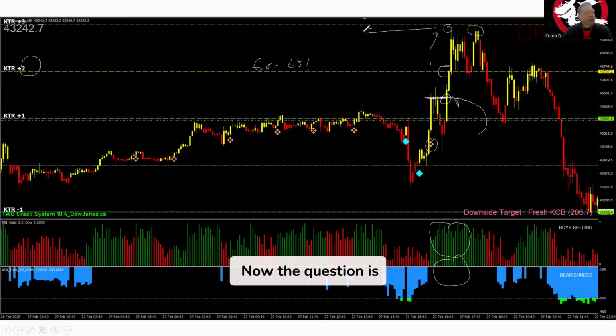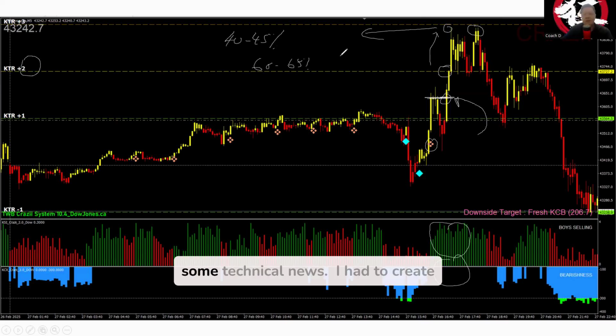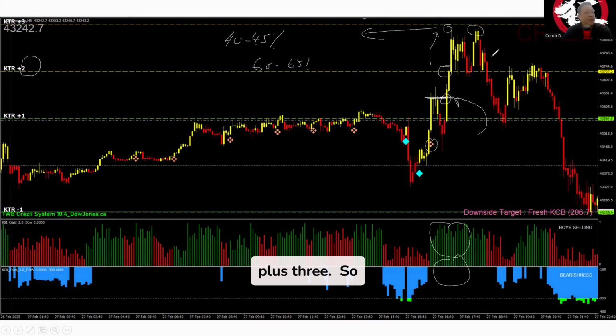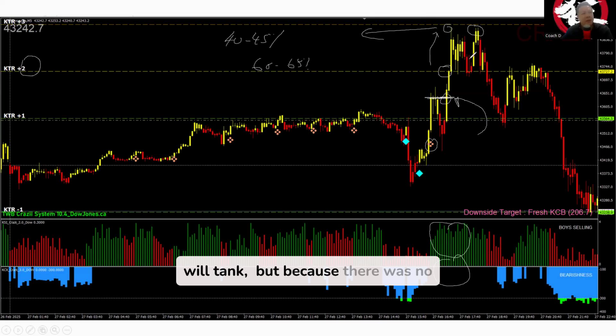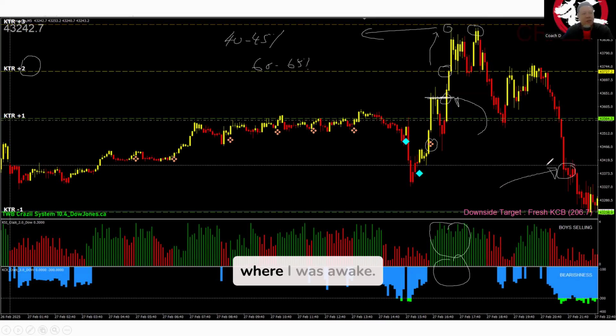Now the question is, for KTR +3 to be traded, it's about a 40 to 45% chance. You would need a very big fundamental news or some technical news to make the market buy up to hit KTR +3. So when the market failed to stay above there, I know that this is where the market usually will tank, but because there was no more diamond, I didn't dare to trade, and that was where I ended my day. The only thing I did was that when the market broke below the OP, this is where I was awake.